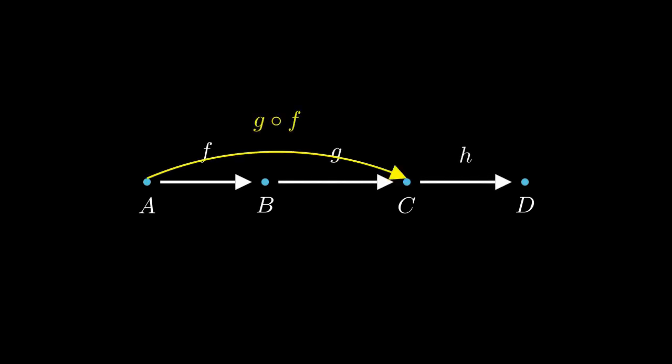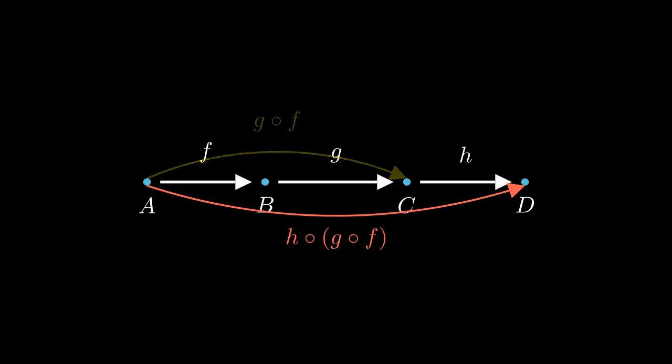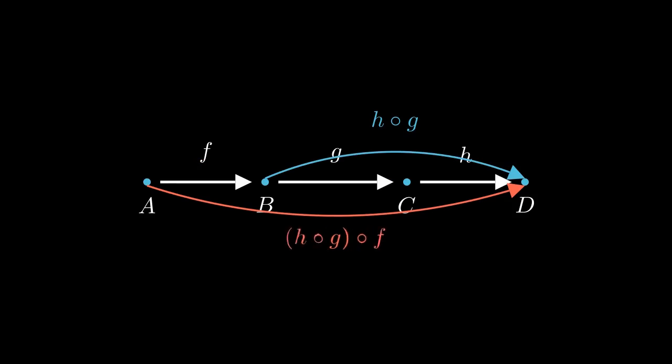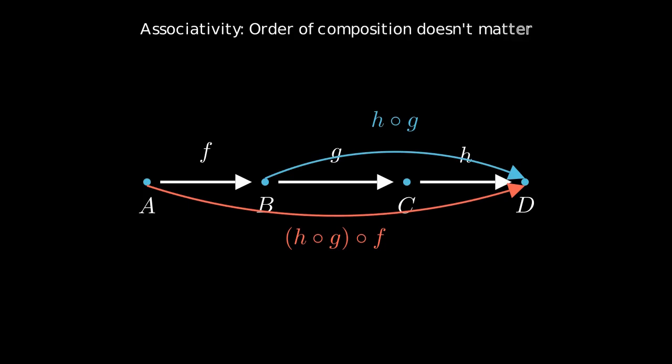Here we can see the associativity and how it works. We can combine arrows in different orders, but it doesn't matter how we are combining them, if the source and the destination are the same.